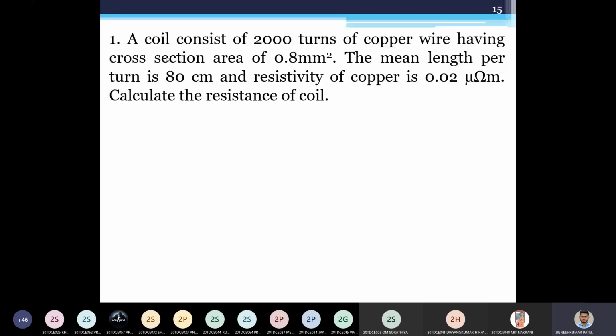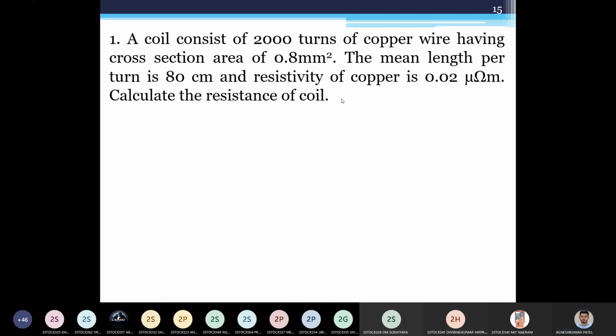Okay, I'll show you the question now. A coil consists of 2000 turns of copper wire having a cross section area of 0.8 millimeter square. This is not meter square, this is millimeter square. The mean length per turn is 80 centimeter. This one is in centimeter. And resistivity of copper is 0.02 microohm meter. Calculate the resistance of this coil. I'll give you 2 to 3 minutes to calculate and then I'll ask someone.